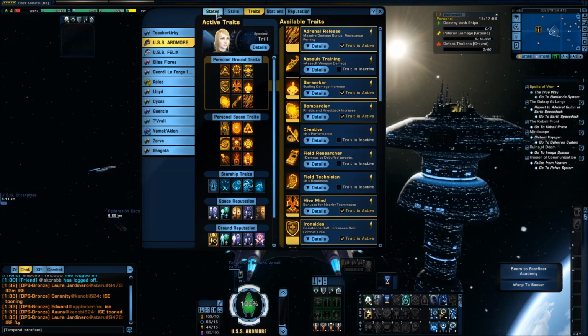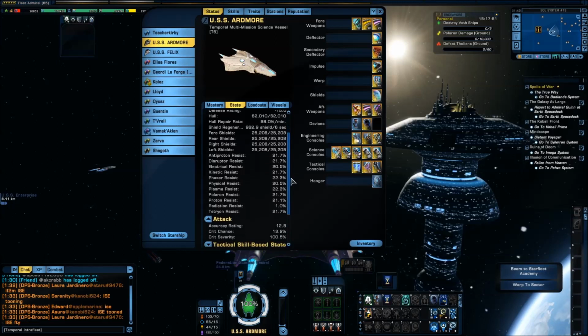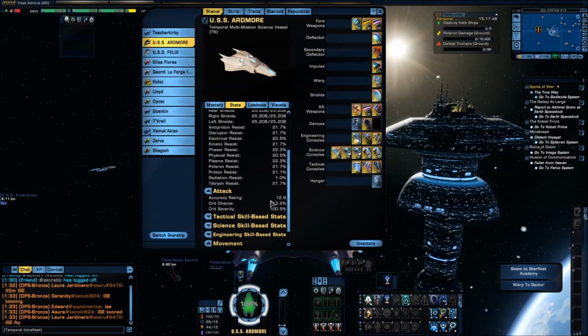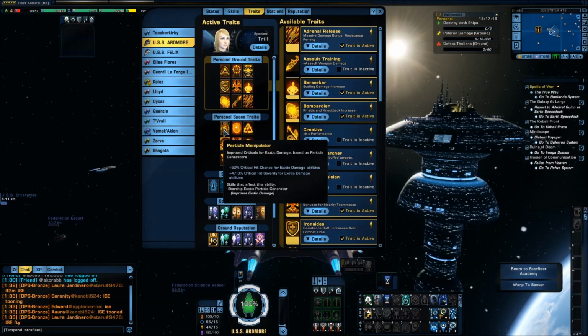Now I want to be clear, this adds it on top of my critical hit chance of 13.2 and my crit severity of 100.3.1.5. Okay? So this is on top of those stats. So I have an actual 63.2% crit chance for my exotic damage abilities. Okay? So that is an important trait. That is a non-negotiable.